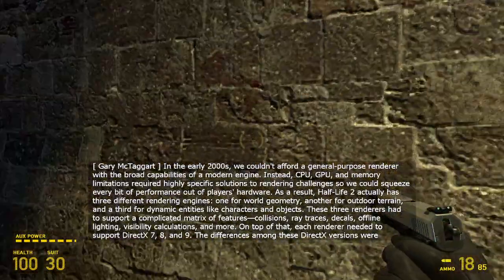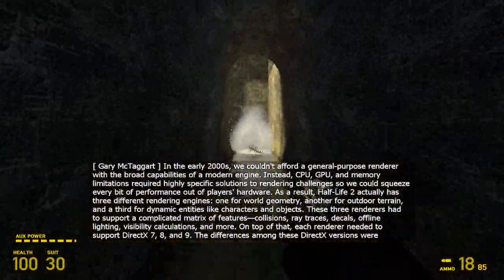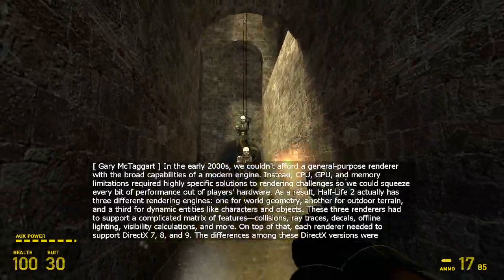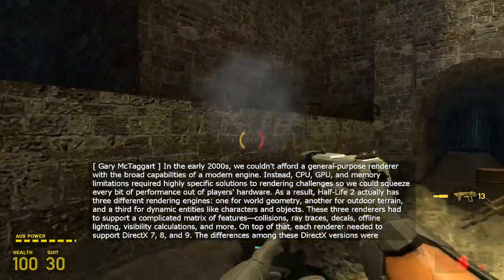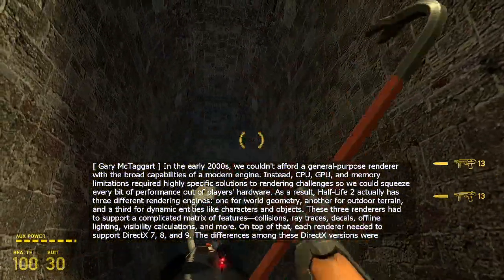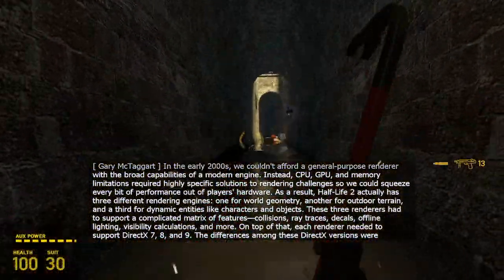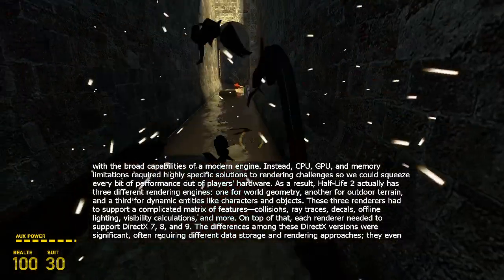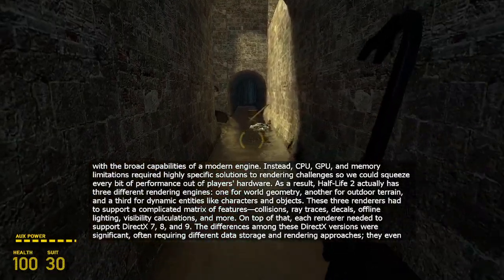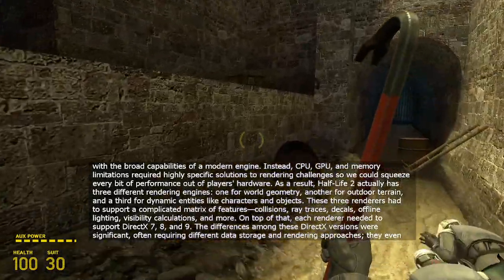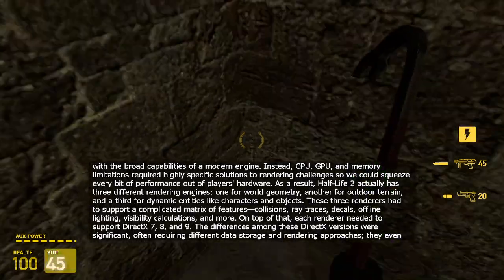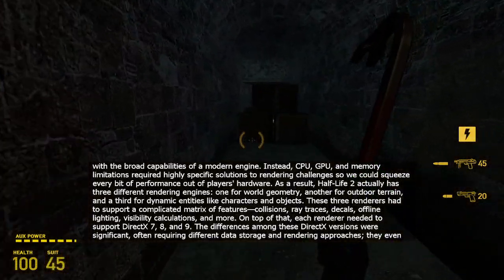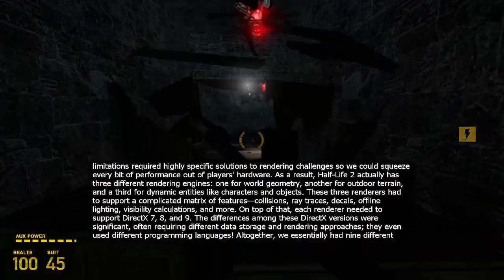Rendering systems. In the early 2000s, we couldn't afford a general-purpose renderer with the broad capabilities of a modern engine. Instead, CPU, GPU, and memory limitations required highly specific solutions to rendering challenges so we could squeeze every bit of performance out of a player's hardware. As a result, Half-Life 2 actually has 3 different rendering engines. One for world geometry, another for outdoor terrain, and a third for dynamic entities like characters and objects.